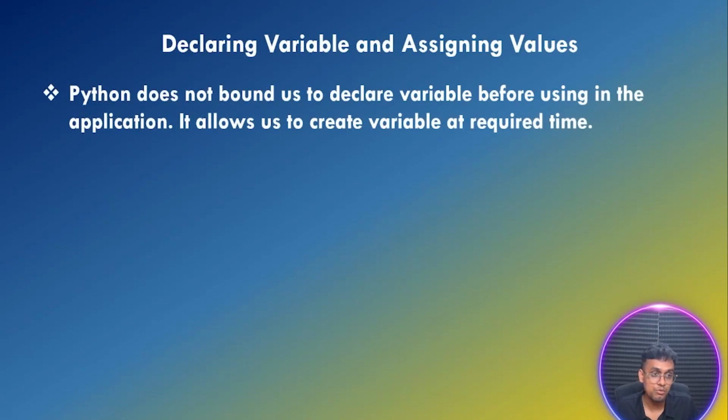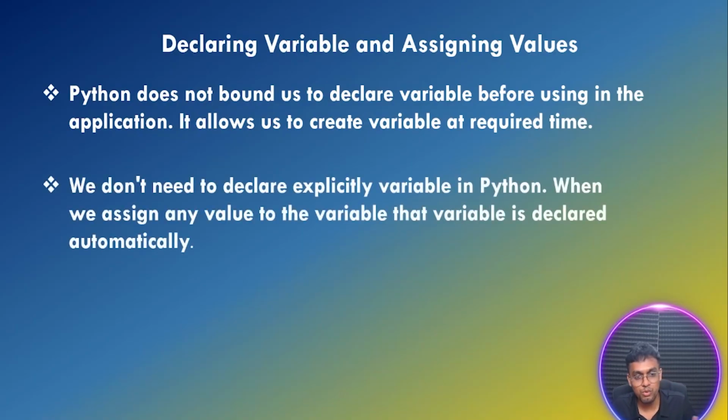Declaring variables and assigning values. Python does not bind us to declare a variable before using it in the application. It allows us to create a variable at the required time. So when we need any kind of variable, we can assign or declare it. This is very important: we don't need to declare variables explicitly in Python. When we assign any value to a variable, that variable is declared automatically.